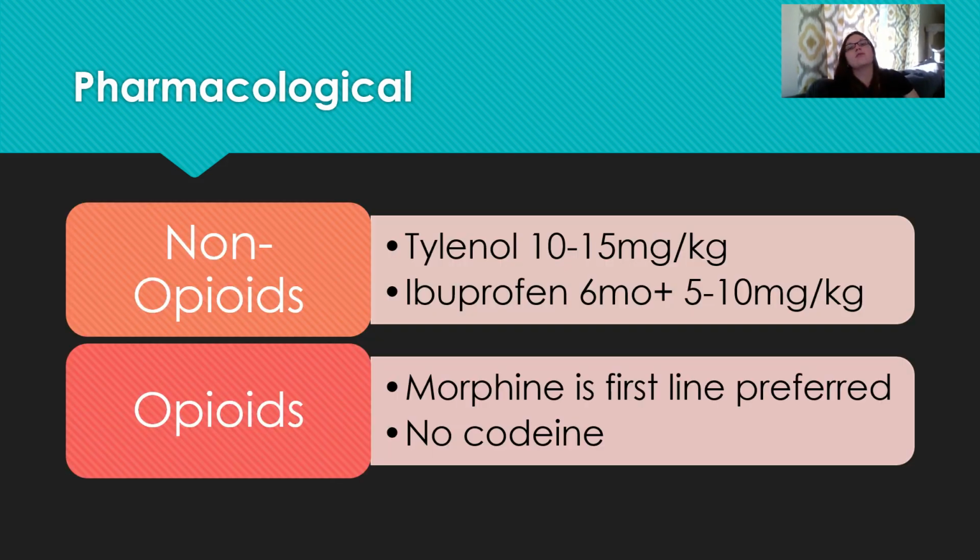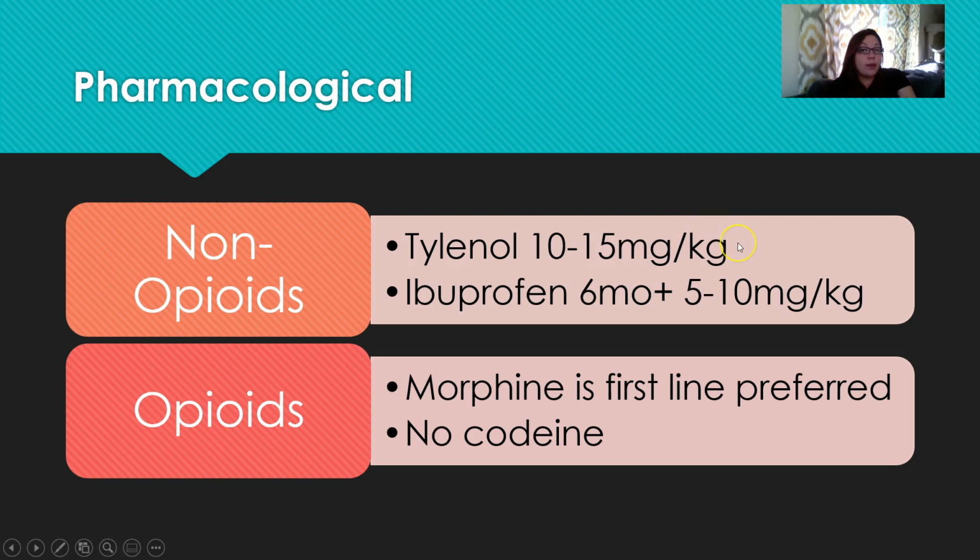Okay, so pharmacological, obviously we're always going to want to encourage non-opioid use first. Any age kiddo can take Tylenol. You have to have a child that is 6 months or older to administer ibuprofen. That is very, very, very important. It's an important teaching component that we as the nurses and we as the providers will talk about over and over and over.